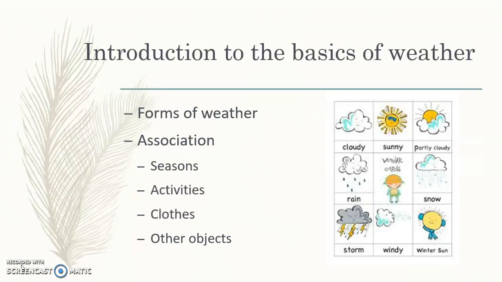And I want to describe the different forms of weather to them and also make sure that they get the basic understanding of associations that can be made with certain types of weather, like seasons, activities, or clothing or other objects. So, for example, winter can be associated with snow, and rain boots are associated with rainy weather.